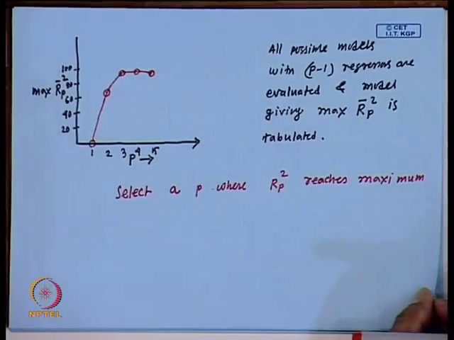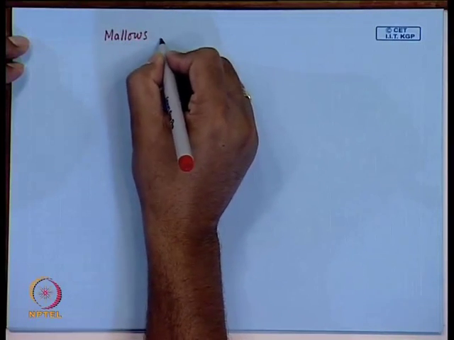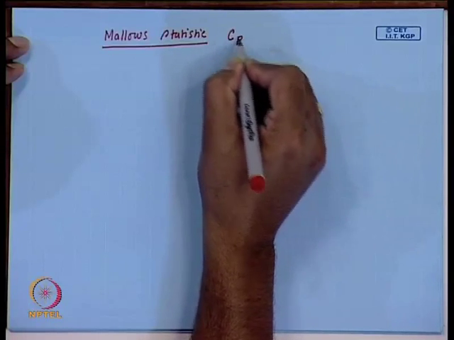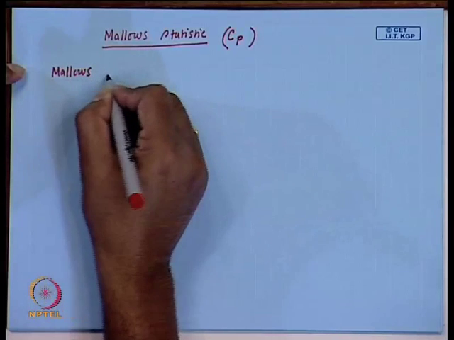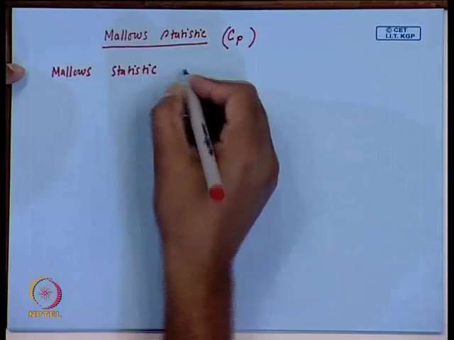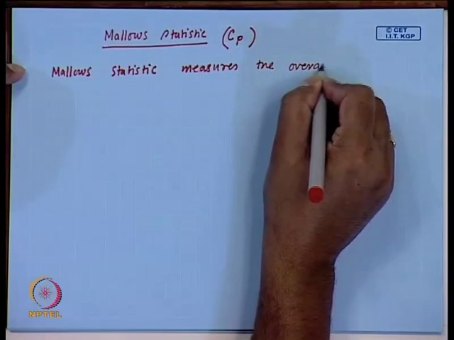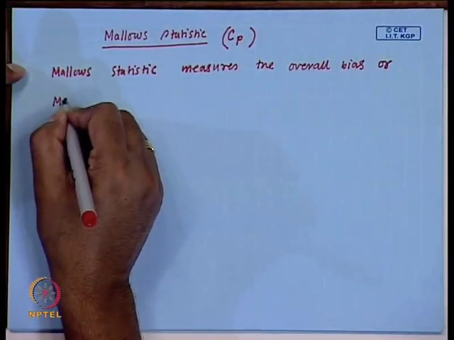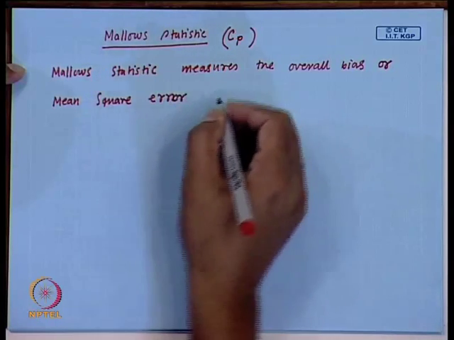Well, next we'll be talking about one more criterion, that is called Mallows' statistic, and it is denoted by Cp. Okay. So, this statistic measures the overall bias or mean square error in the fitted model.